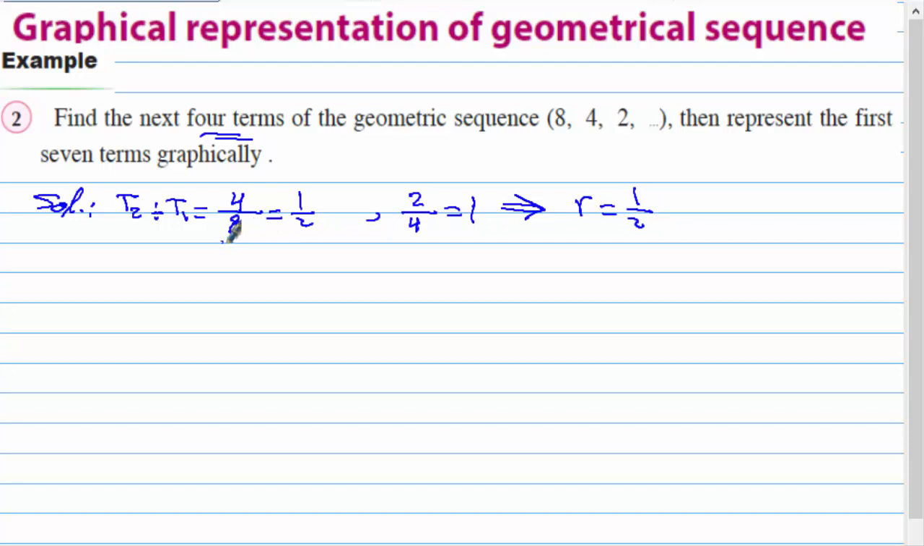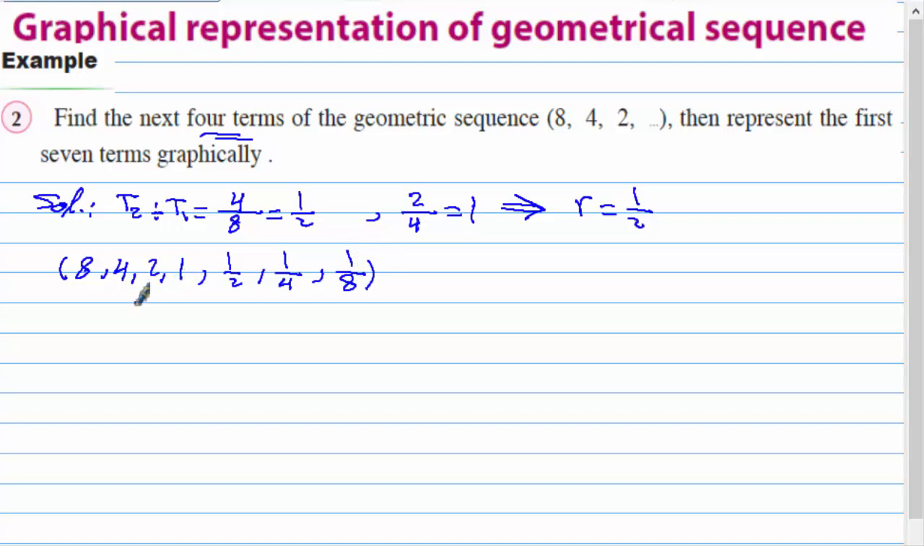Now we will write the first 7 terms. Here we have 8, 4, 2. Now multiplying by half, you will get 1. Multiplying by half, you will get half. Multiplying by half again, you will get 1 over 4 and 1 over 8.